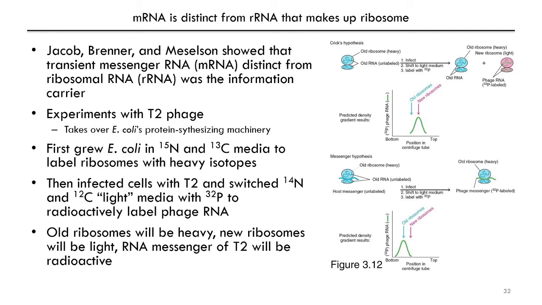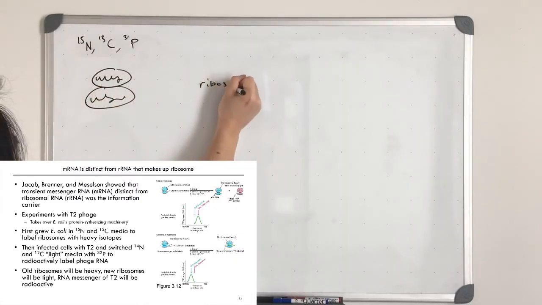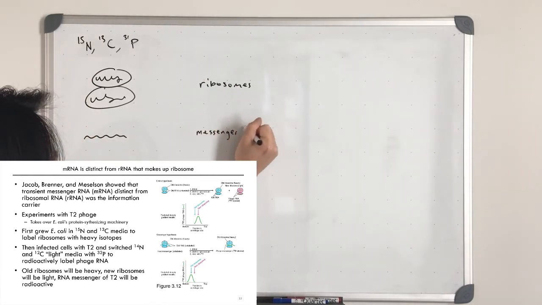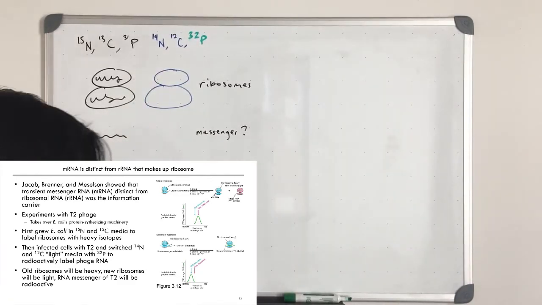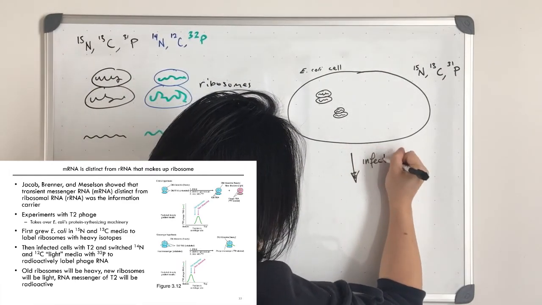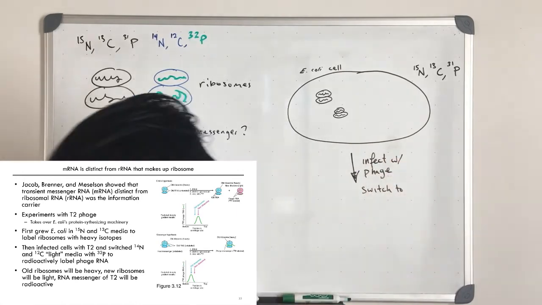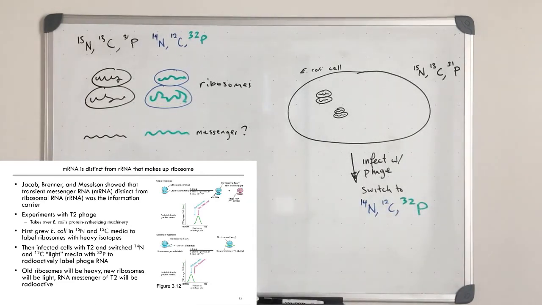In order to trace the phage RNA coding for viral proteins, they used both stable and radioactive isotopes to label ribosomes and RNA. They first grew E. coli in a medium containing stable nitrogen-15 and carbon-13 to label ribosomes before phage infection with heavy isotopes. Then, they infected the cells with the T2 phage and switched the medium to one containing light isotopes, nitrogen-14 and carbon-12, so that the newly synthesized ribosomes would have lower density, and at the same time they added radioactive phosphorus-32 to label and trace phage RNA.